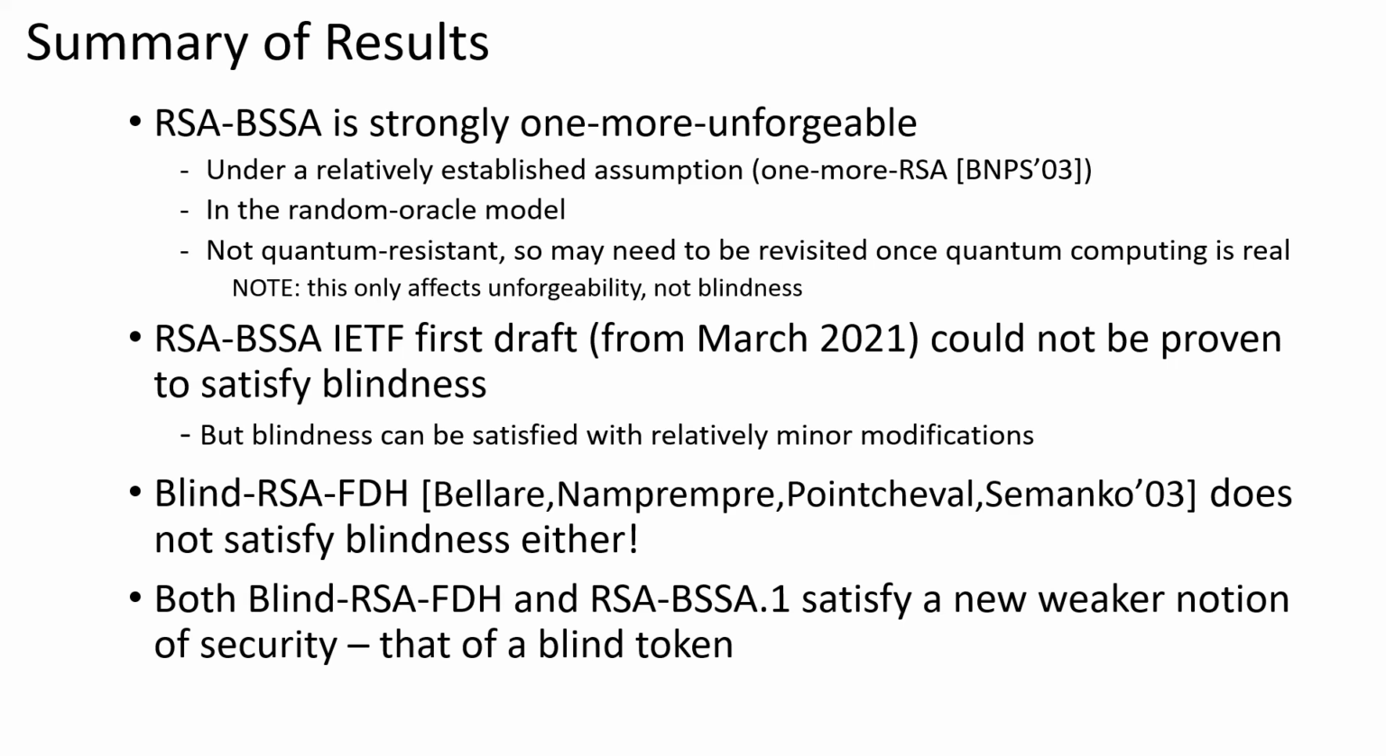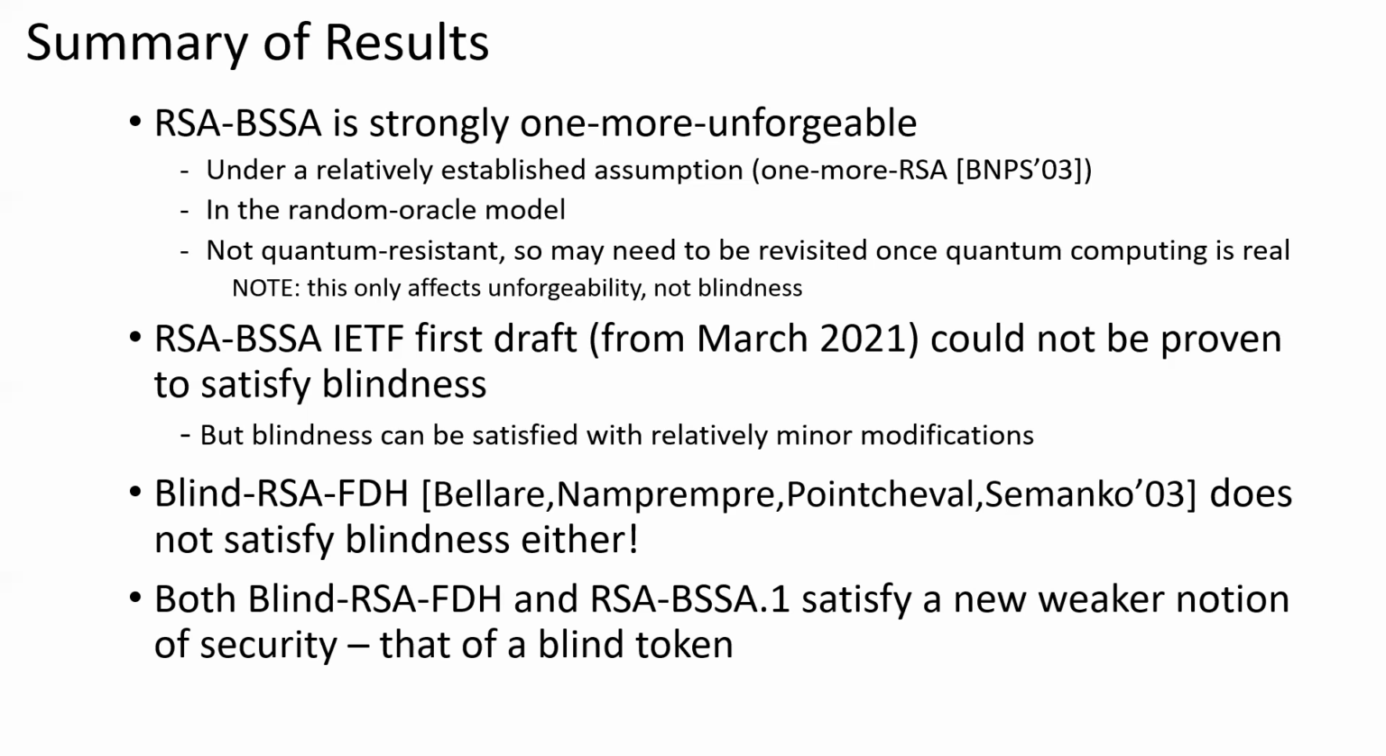And of course, right now, one question is why standardize something that's not quantum resistant? Well, the unforgeability doesn't hold in the quantum world, of course, because RSA is not secure against quantum computers. But this only affects unforgeability. At the time when you're using your tokens, which is today, they are unforgeable and we can go on using them, but your privacy is everlasting, even if quantum computers show up. Okay, so that's unforgeability.